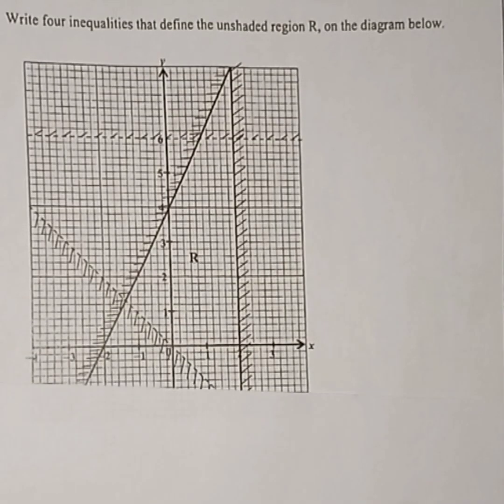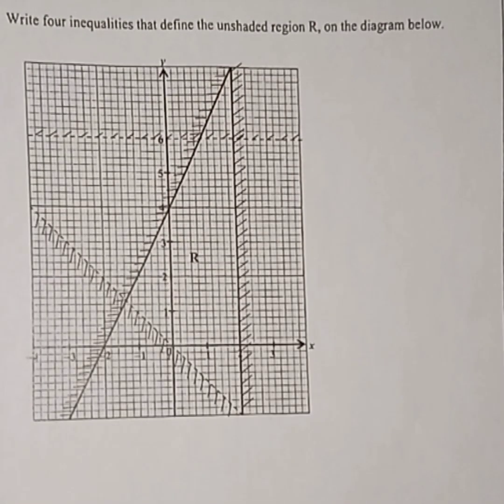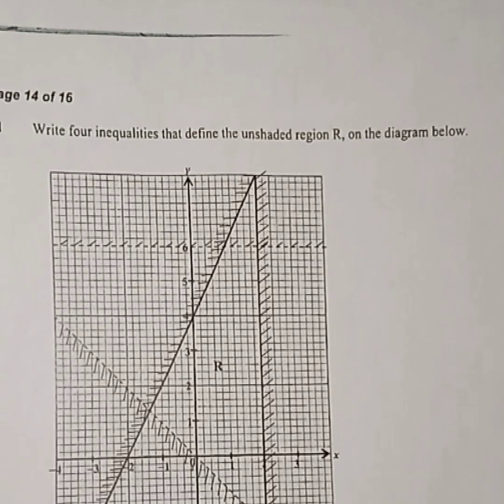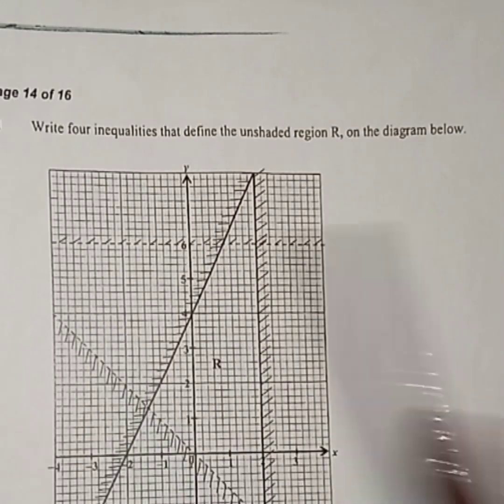So this is another question, 2019. This question reads, write 4 inequalities that define the unshaded region on the diagram below. So there are how many lines here? You can see 1, 2, 3, 4.